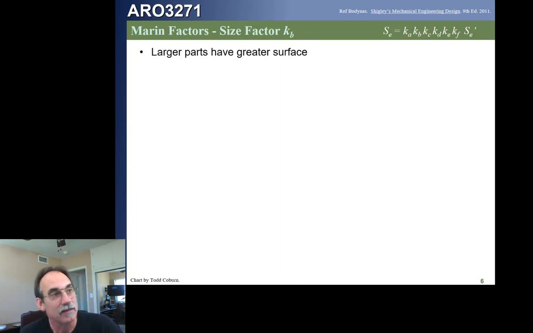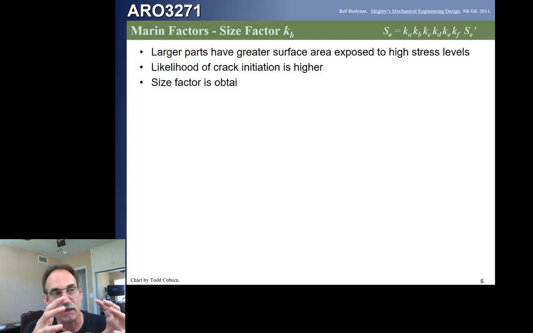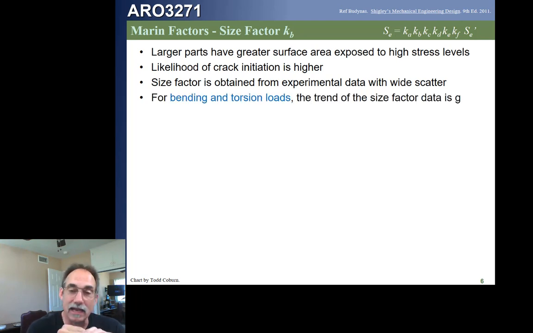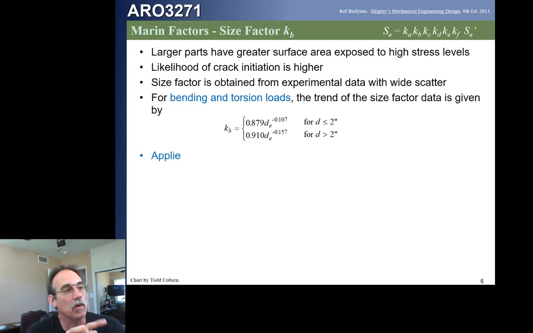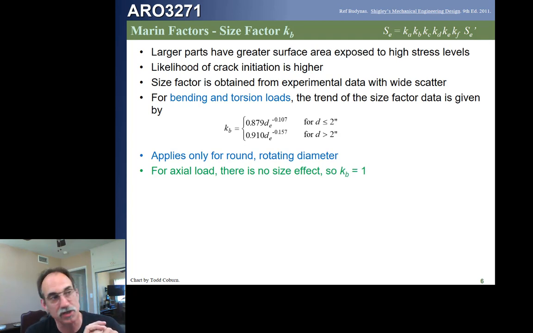Okay. Second Marin factor is the size factor. The larger a material is, the more of the area that may be affected. So let's say we have a round sample and we have bending or torsional loads, then we will have these two equations. If our diameter is less than or equal to 2 inch, we will use the first equation. If it's greater than 2 inch, we'll use the second equation. You see that? Now you'll notice it has diameter being greater than this. That's really the effective diameter that is greater than this, or less than this, right?